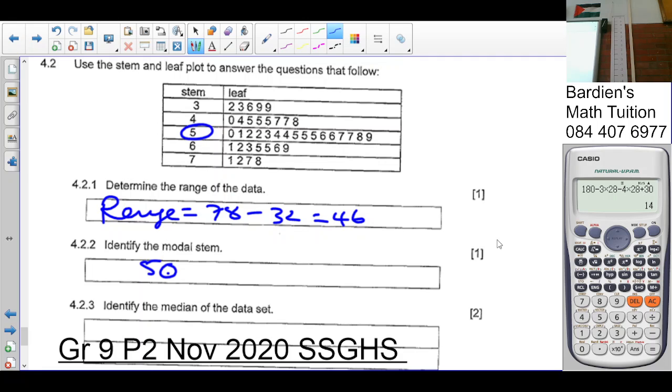So that represents 50. Or you can have written it as 50 to 59. You say 5. Okay, then it should be 5.